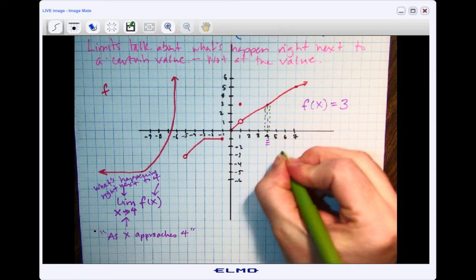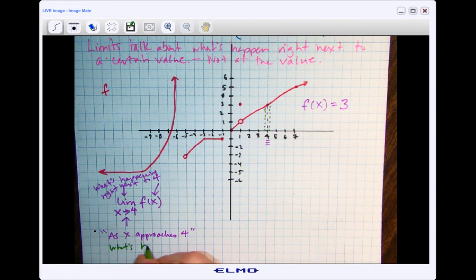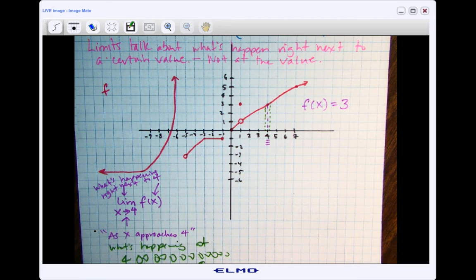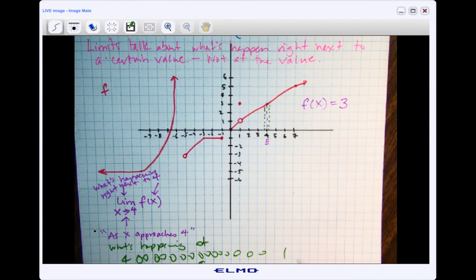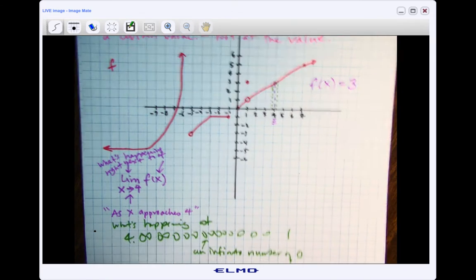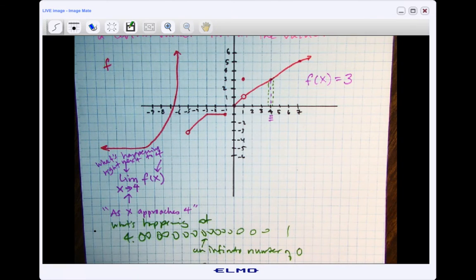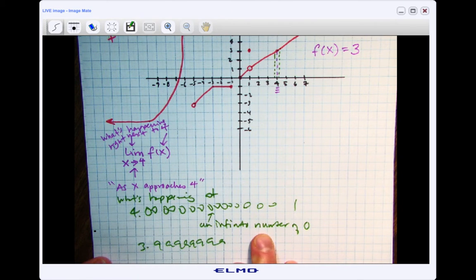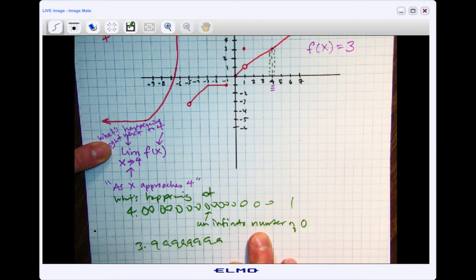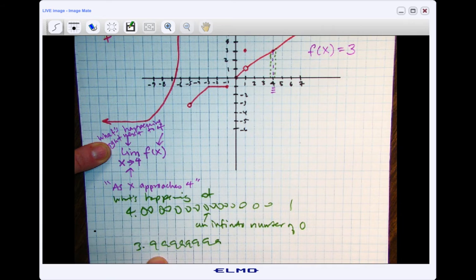So, what's happening at 4.00000000000, an infinite number of zeros, then 1? What's happening right there at 4.0000001? And what's happening at 3.999999999, if you could put an infinite number of 9s? That's what this question is actually asking. What's happening at those values? Not what's happening at 4, but what's happening at those numbers that are really, really close to 4.